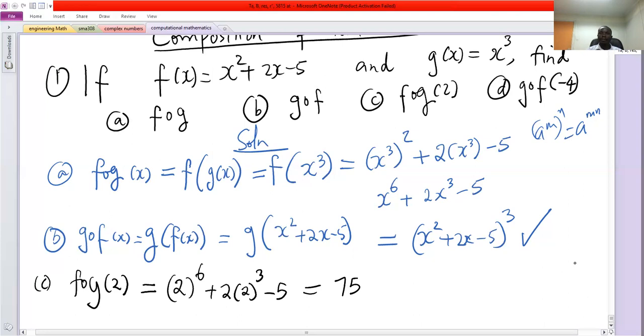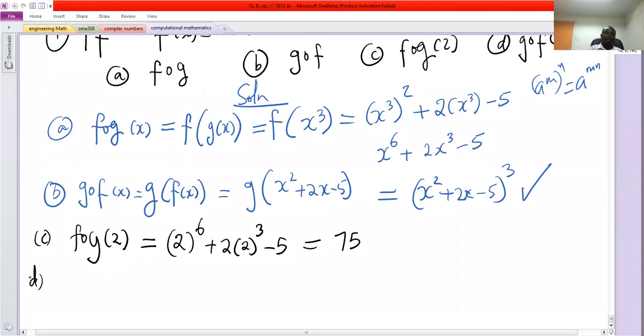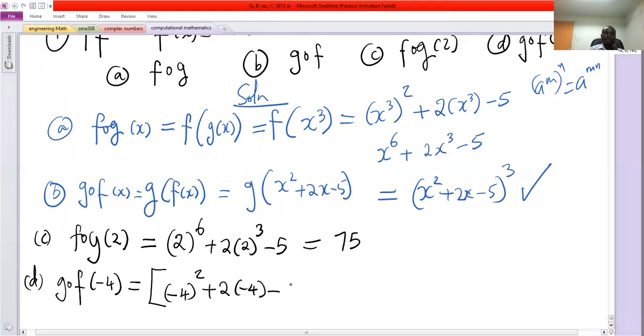And then g composed with f at minus 4. G composed with f at minus 4 means in this answer we have gotten here, we replace where there's x by minus 4. So it will be minus 4 squared plus 2 times minus 4, minus 5, all raised to power 3. So we have answer squared plus twice answer minus 5, raised to power 3. That will give us 27.